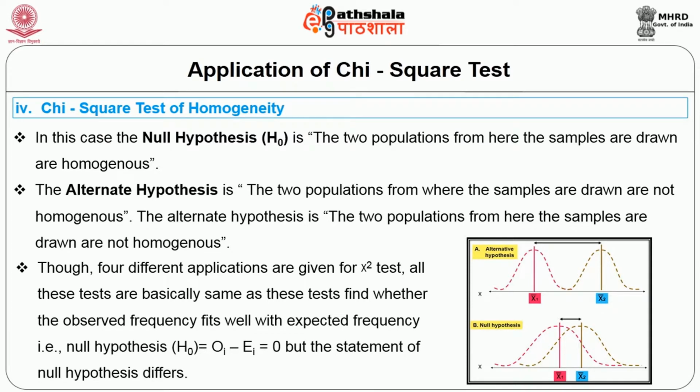Thus 4 different applications are given for chi-square test. All these tests are basically the same, as these tests find whether the observed frequency fits well with expected frequency, that is, the null hypothesis, which is expressed as the sum of O subscript i minus E subscript i equal to 0. But the statement of the null hypothesis differs.